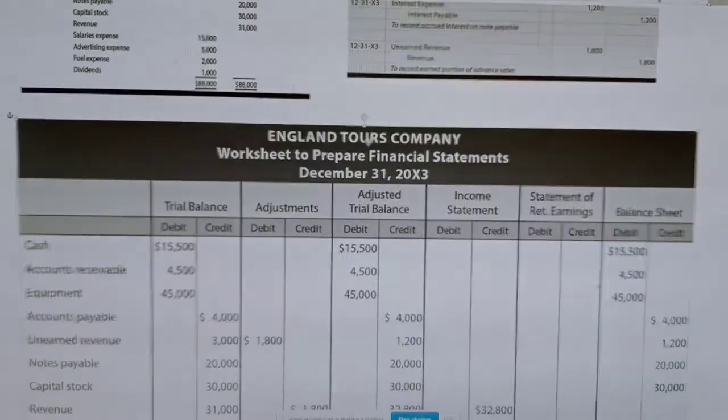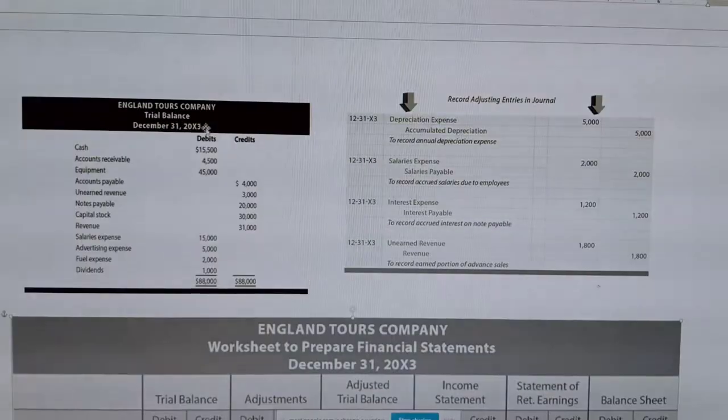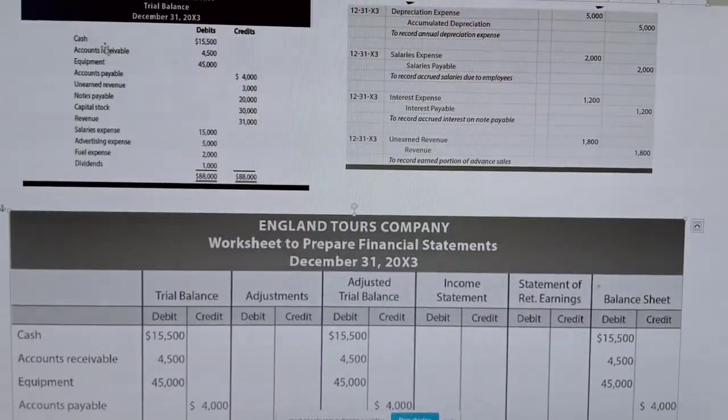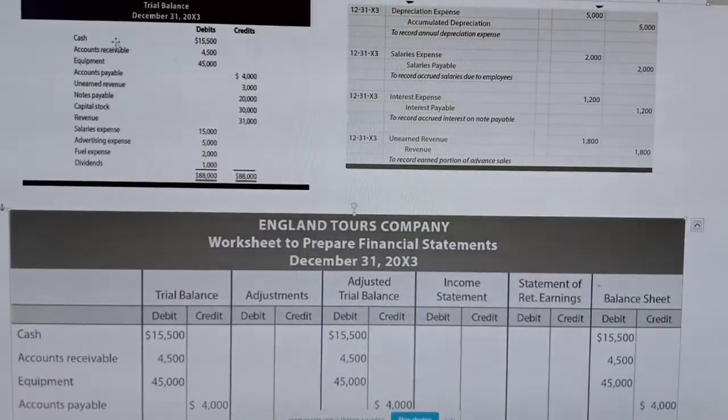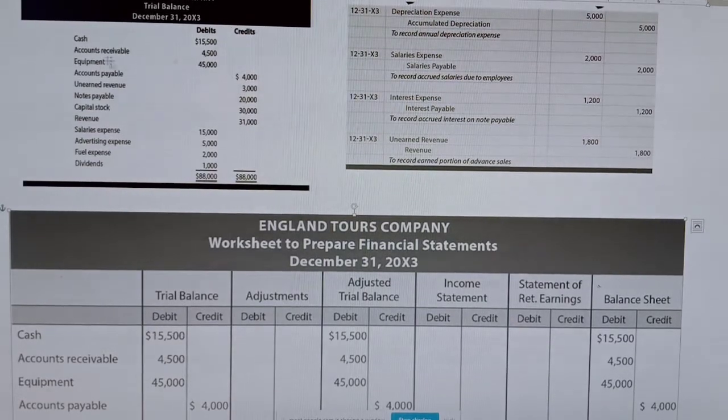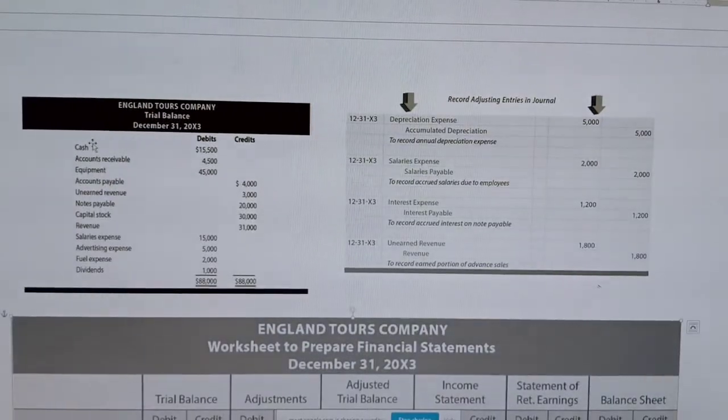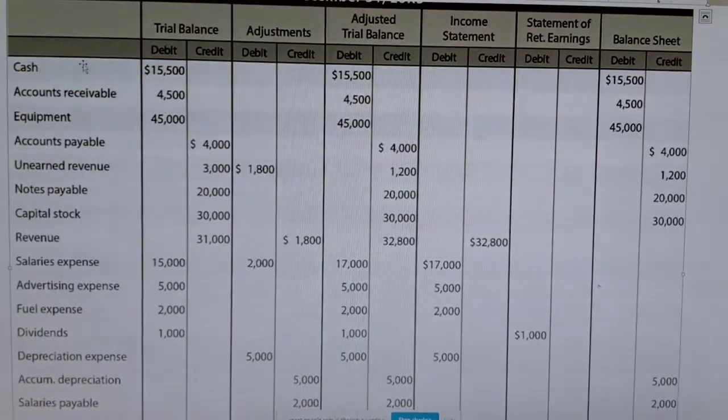Ayaw siyang bumaba. Okay, so kailangan natin itong trial balance na to. Ita-transfer natin yung mga data like accounts title and debit and credit amounts. Okay? So, ayan. Mula dito sa cash, from the trial balance, cash, the accounts receivable, equipment, accounts payable, unearned revenue, notes payable, capital stock, revenue, salaries expense, advertising expense, fuel expense, and dividends. So, ita-transfer natin yan from trial balance to worksheet.